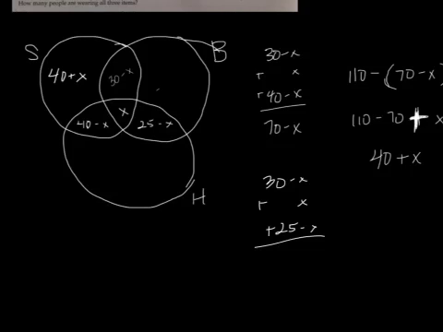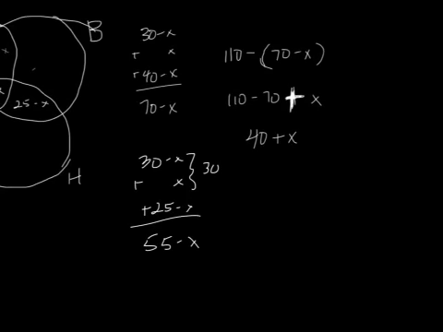Okay, so these two make 30. That's 30 plus 25, so 55 minus x. Perfect. Okay, and then again, we're going to do 70 minus 55 minus x. And that is what? 15 plus x. There we go.